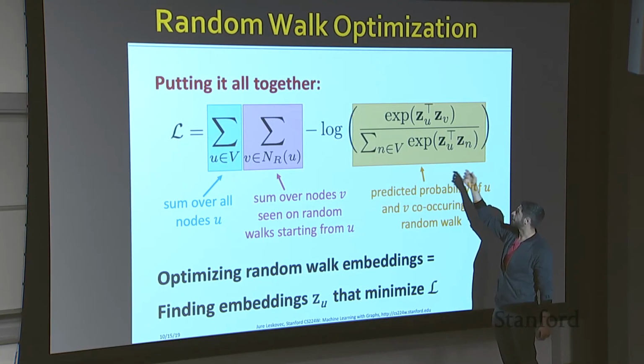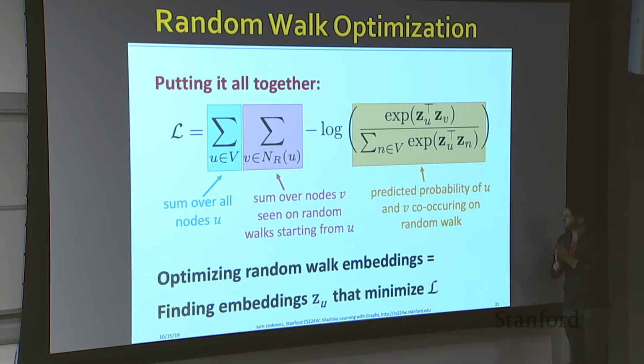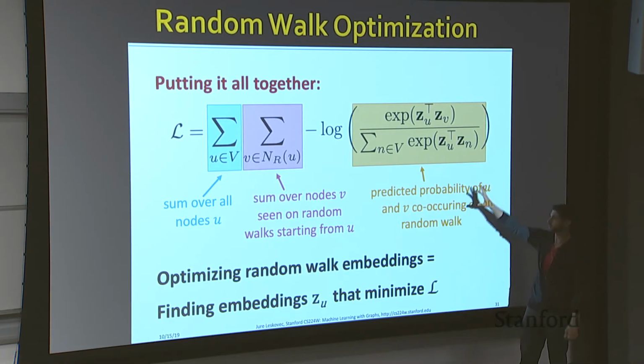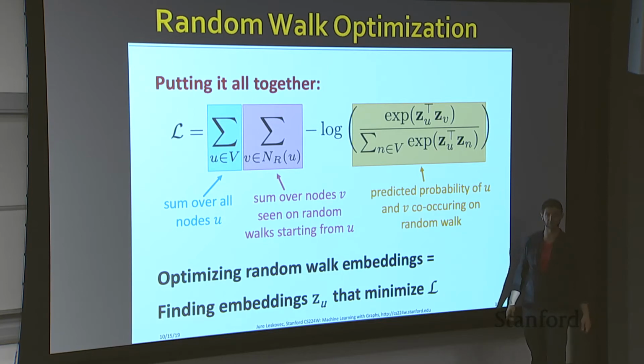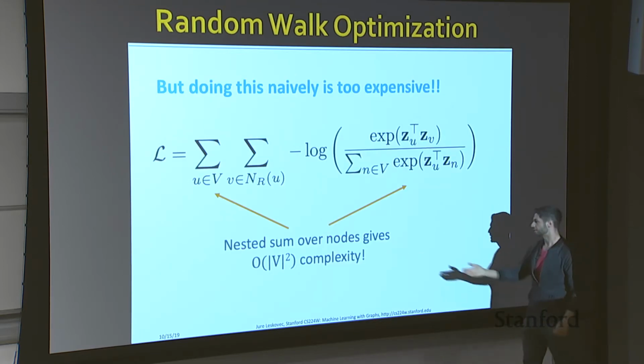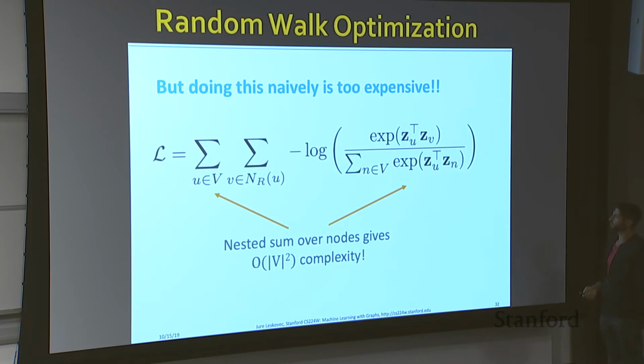We're trying to find the embeddings such that similar nodes are close to each other, and similar in our case means nodes co-occurring in the same random walk, okay? So this loss function is capturing exactly that. Now, we need to go one step forward and remove the quadratic issue here, okay? So these nested sums are giving us complexity of vertex set to the power of 2.